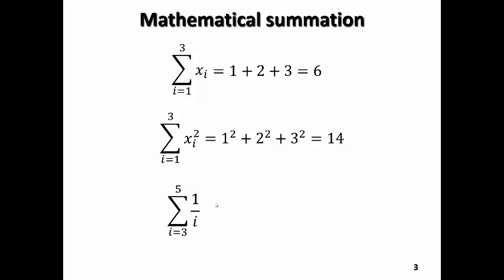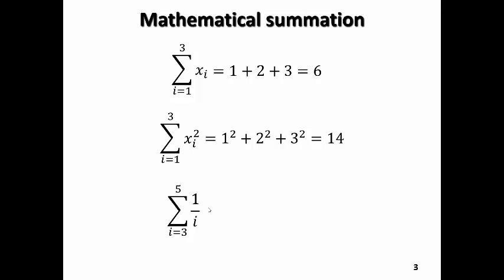Third example here, make note of the index of summation. Now we see an index that starts at the number 3. It doesn't start with the number 1. And this will go up to the number 5. What we're going to add up here, our variable, is 1 over i in this case. So once again, pause the video, go ahead and attempt this problem, restart the video so we can see the solution.